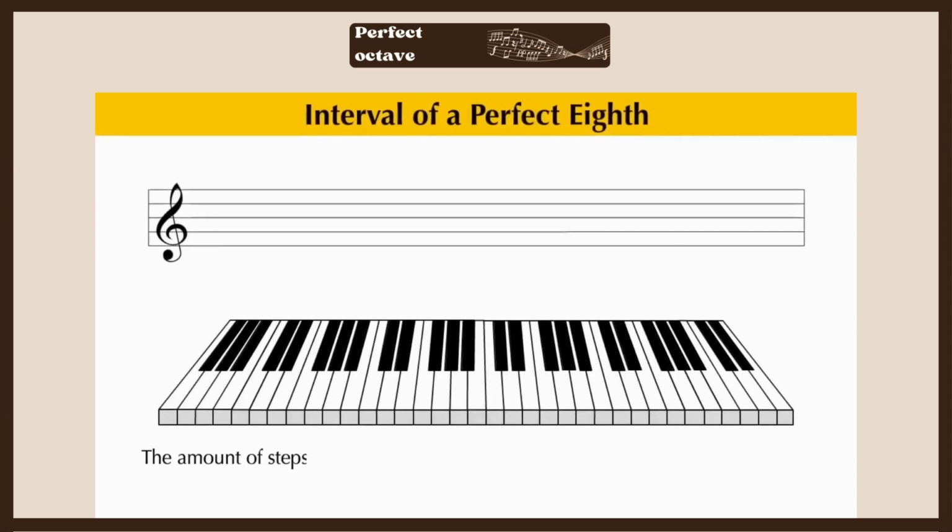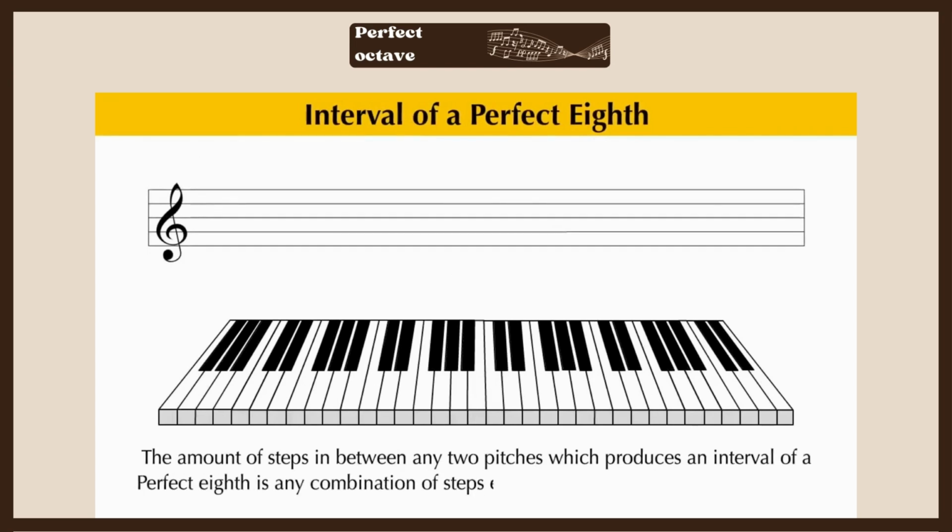The amount of steps in between any two pitches, which produces an interval of a perfect eighth, is any combination of steps equaling 12 consecutive half steps.